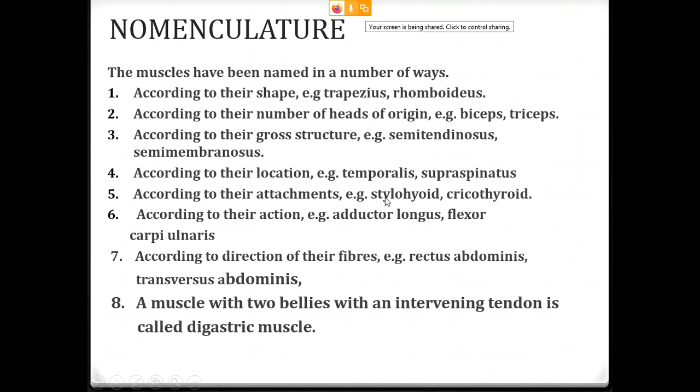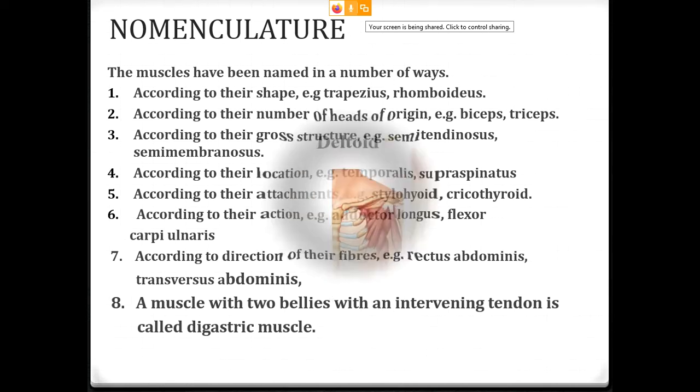Then according to their attachment, stylohyoid means styloid process of the temporal bone and the hyoid bone. Cricothyroid, between the cricoid cartilage and the thyroid cartilage. So these are all those muscles which have been named according to their shape, according to the number of heads of origin, according to the gross structure, according to the location, according to their attachment, according to their action, according to the direction of the fibers. So this is the nomenclature of muscles, means names, how they have been named.